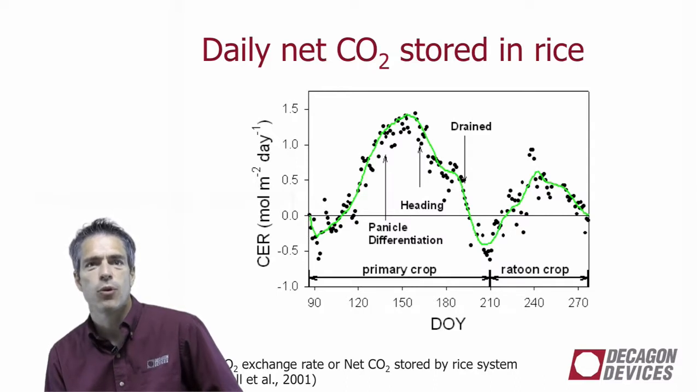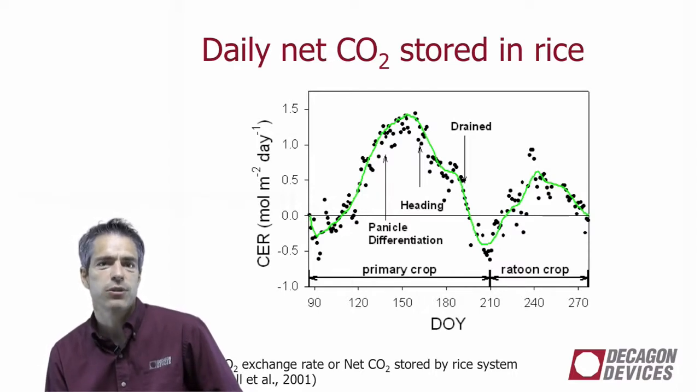I've labeled a couple of points in there: the panicle differentiation, which means the beginning of the fruiting structure on the rice, heading when the rice seeds began to fill, and then noted where that field was drained. At that point, the rice was actually senescing. We had considerable leaf die-off. So with this CO2 system, we were actually able to monitor the change in carbon dioxide uptake over a season.